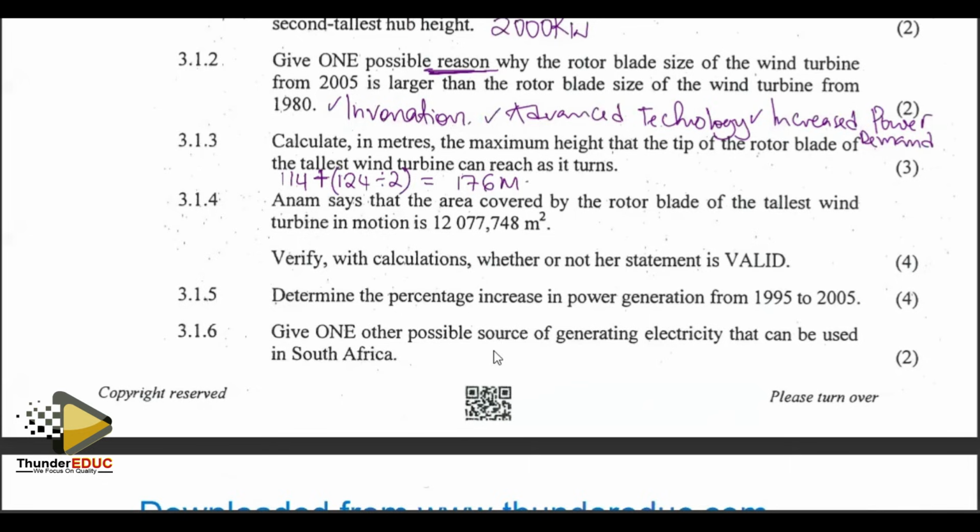All right. Anam says that the area covered by the rotor blade of the tallest wind turbine in motion is 12,077.748 meters squared. Verify with calculations whether or not the statement is valid.